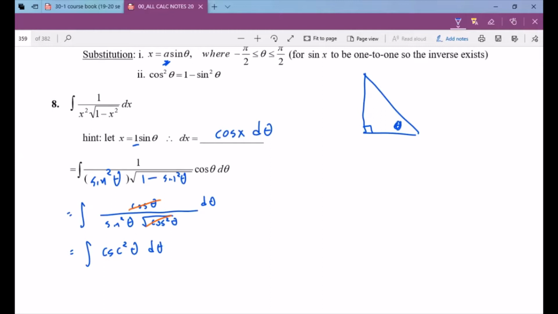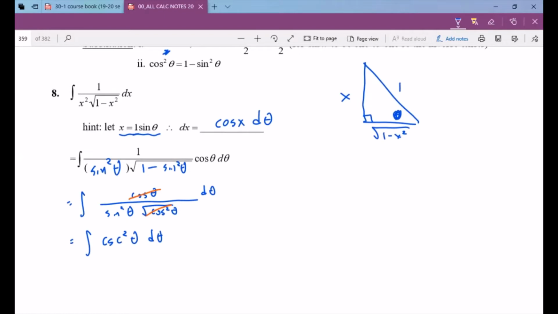Now back to our triangle for a second here. If we've made this substitution, if x is equal to 1 sine theta, then from theta, opposite over hypotenuse, this is x over 1, which makes this the square root of 1 minus x squared. Drawing a diagram like that's going to be kind of helpful for us when we get to the end here.